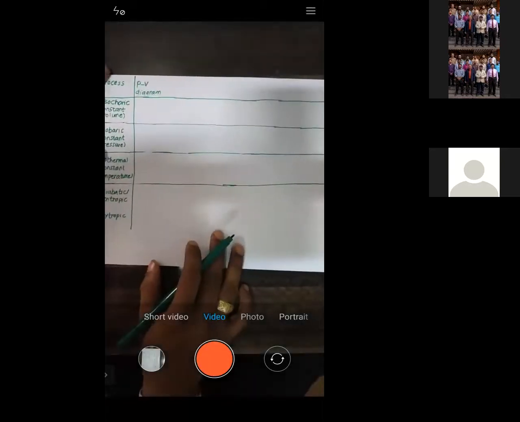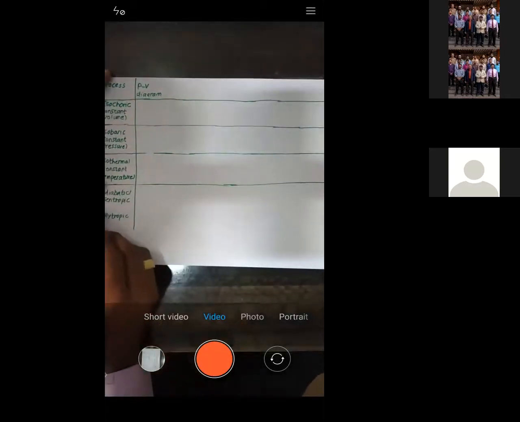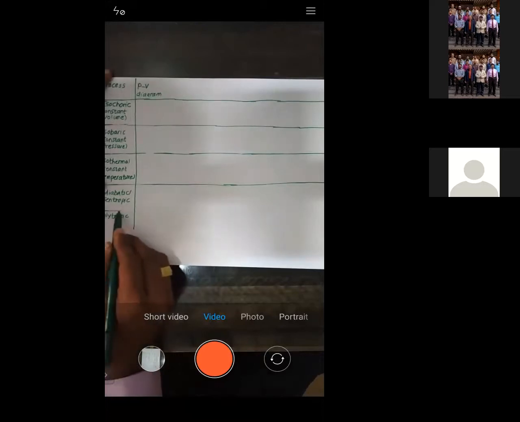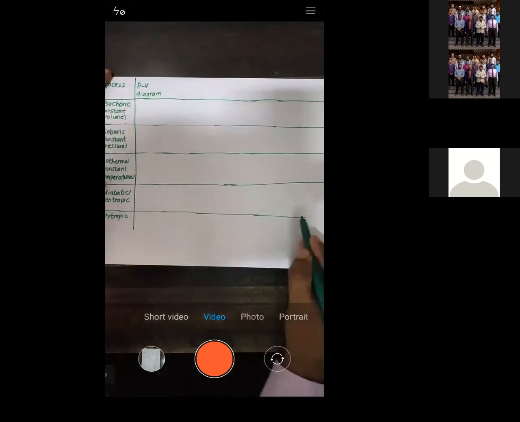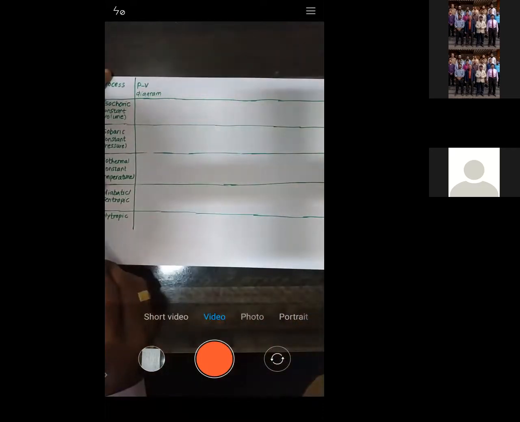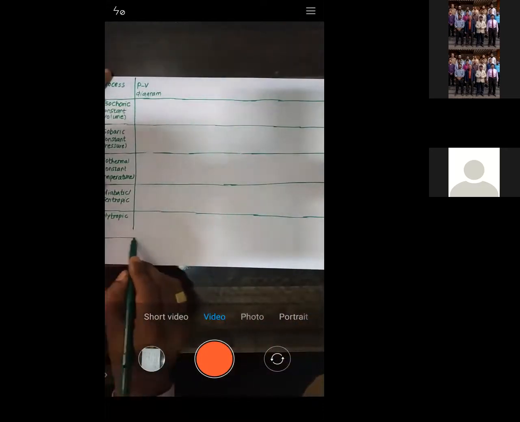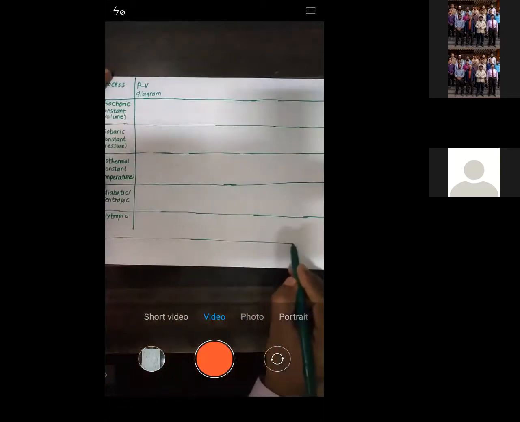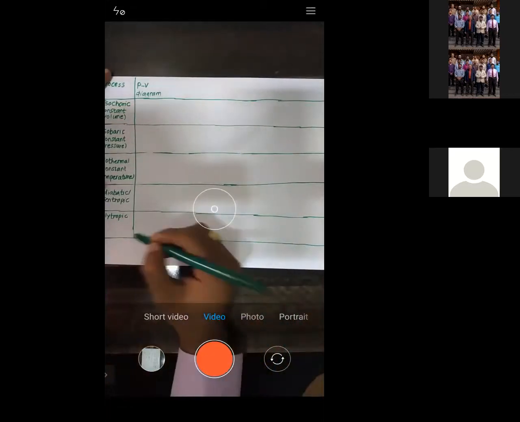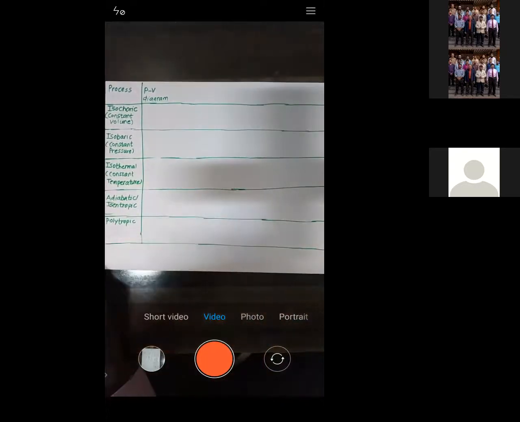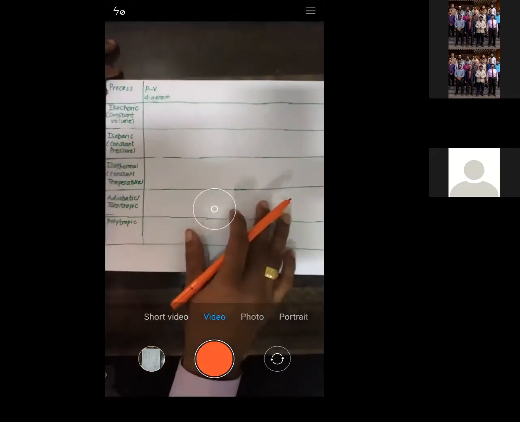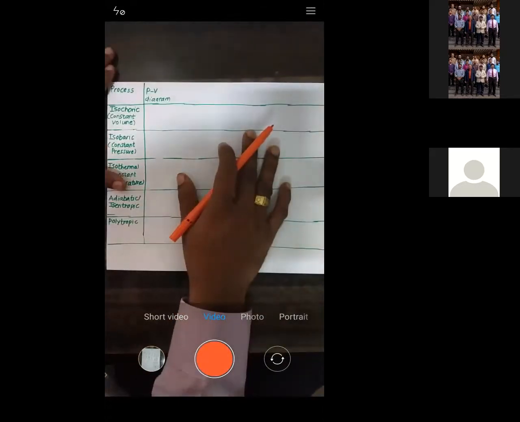Okay, let us draw this table. Then only you will be able to understand. This is the table we will start. Let us start with the PV diagram. What is the PV diagram for an isochoric process?